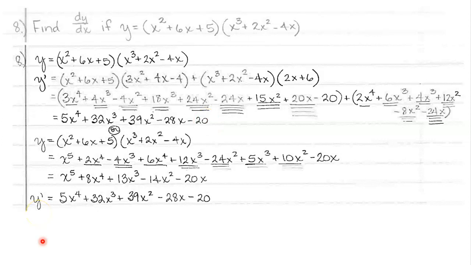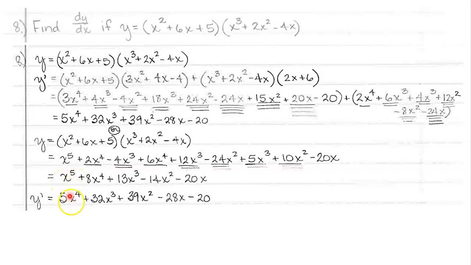You can see that it would be much simpler to go through and multiply here. So x squared times each of these, 6x times each of these, 5 times each of these is how we got this line. Then we combine the like terms, and then we only have to take the derivative of this one string right here using power rules.